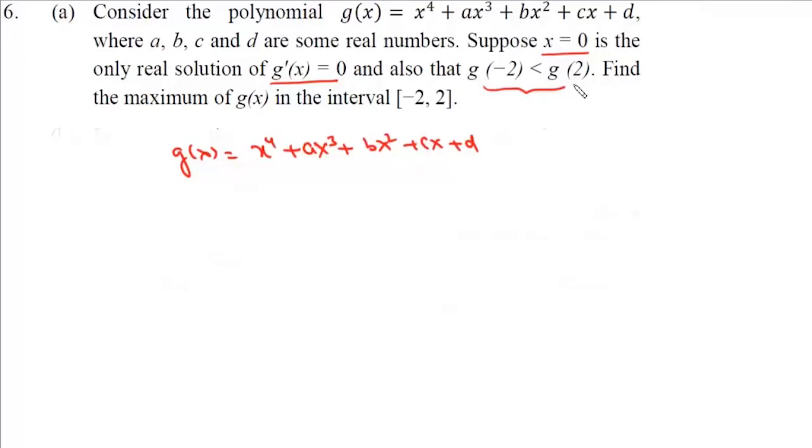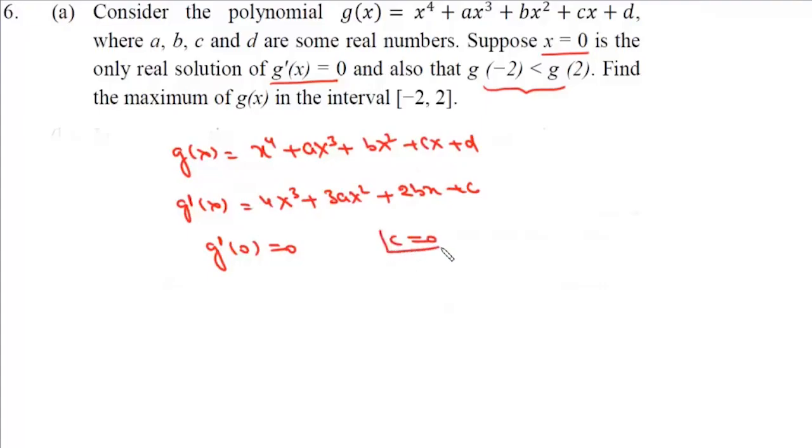Now we know that g'(x) for this function will be 4x cube plus 3ax square plus 2bx plus c. Now g'(0) will be 0. That means from here we get the condition that the value of c must be 0. So now we can write g'(x) as x into (4x square plus 3ax plus 2b).